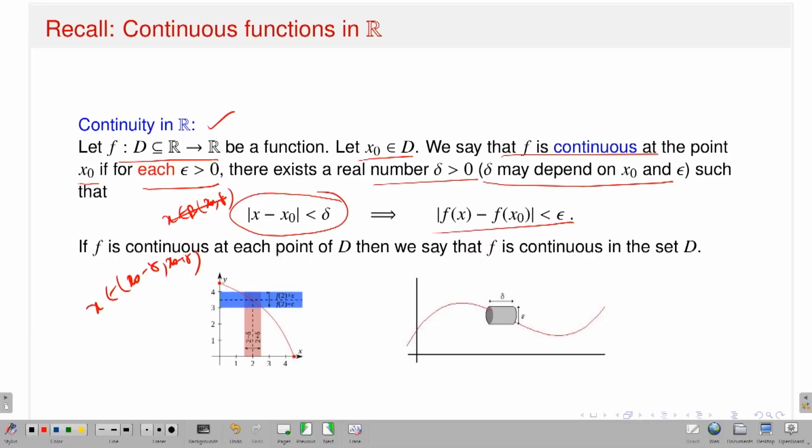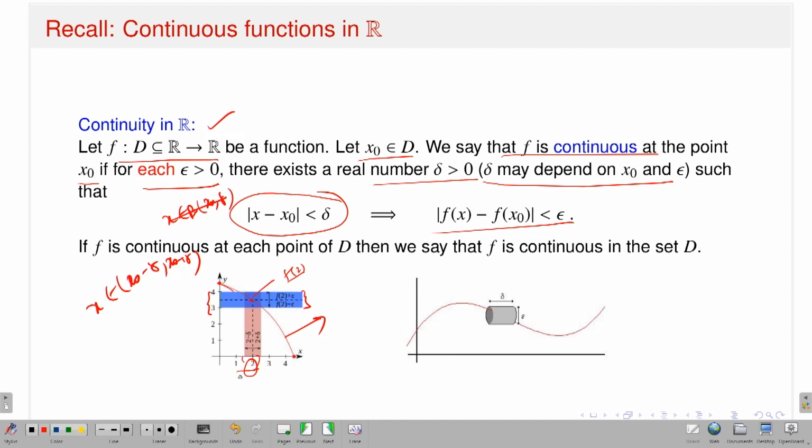This is a picture I have drawn as an example. Suppose this is my function, this is the graph I have drawn. Suppose I want to talk about the continuity of f at the point 2. So go to f(2); this is my point f(2). Given epsilon, that means if I have this small neighborhood around the point f(2), that is, f(2) minus epsilon to f(2) plus epsilon, then I need to find a neighborhood around the point 2.